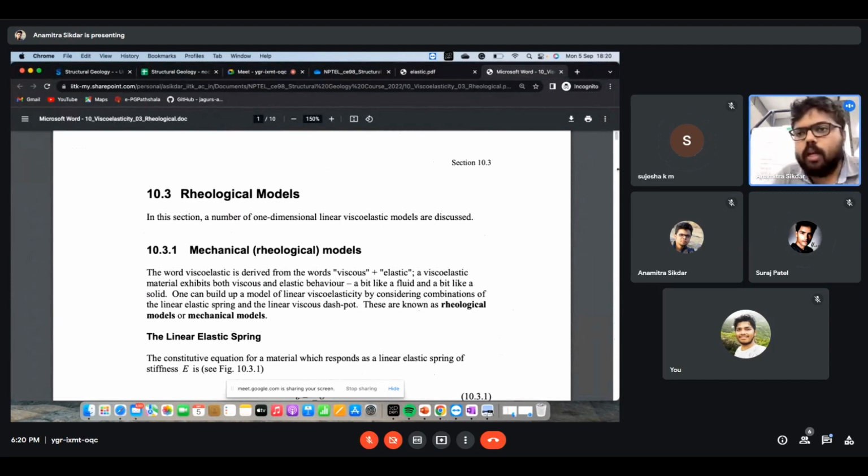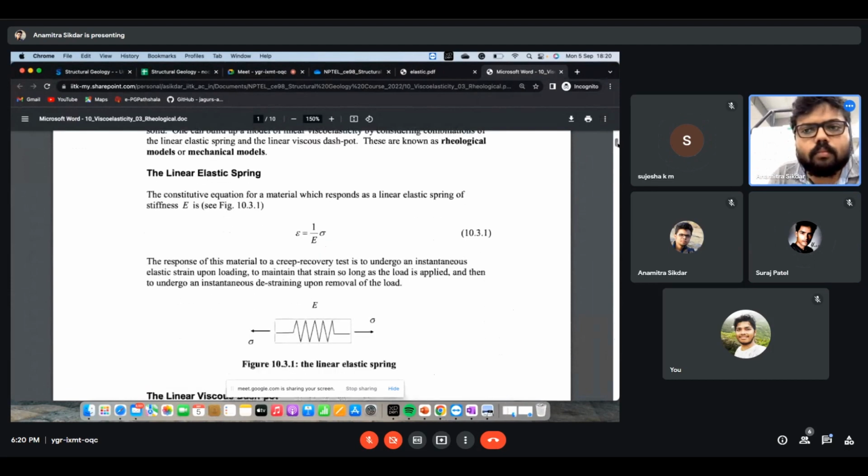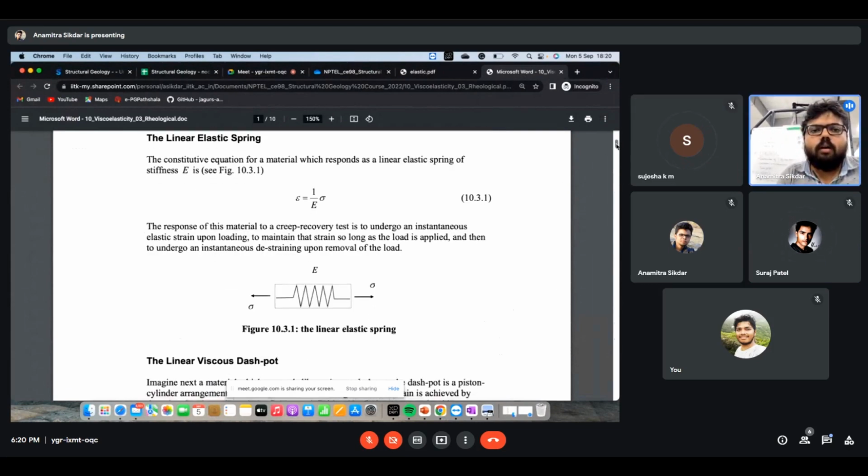So this material is also uploaded on the OneDrive folder. I will start from the basics, from the beginning: what is the linear elastic spring, and from there we will go to the composite models. So in the linear elastic spring, you see this is the strain.